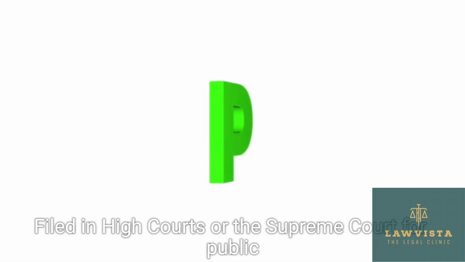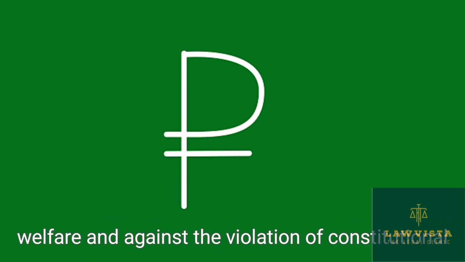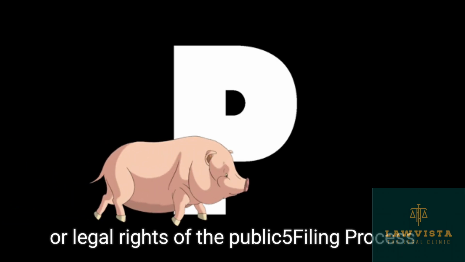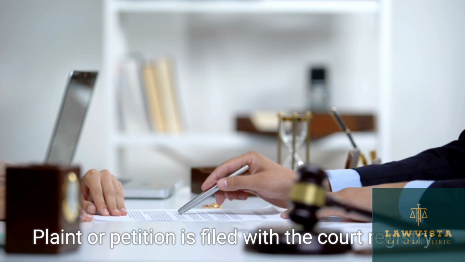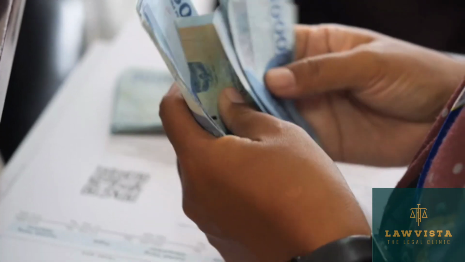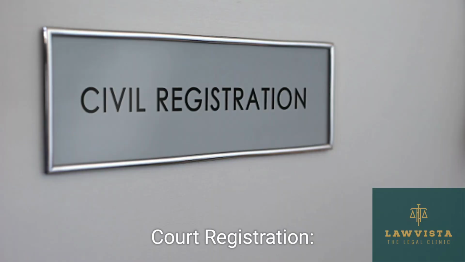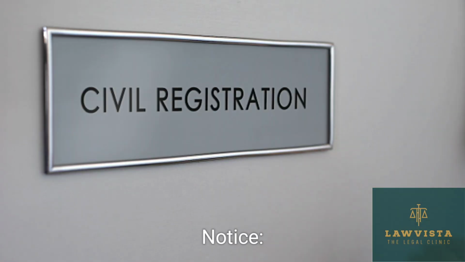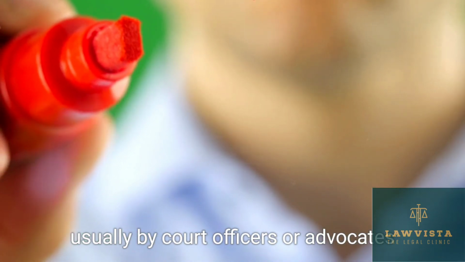PILs, filed in high courts or the Supreme Court for public welfare and against the violation of constitutional or legal rights of the public. Filing process. Filing of a pleading. Plaint or petition is filed with the court registry. Payment of court fees. Fees are paid depending on the type of suit and relief sought. Court registration. The plaint or petition is assigned a case number. Service of summons. Notice. Summons or notices are served to the opposing party, usually by court officers or advocates.